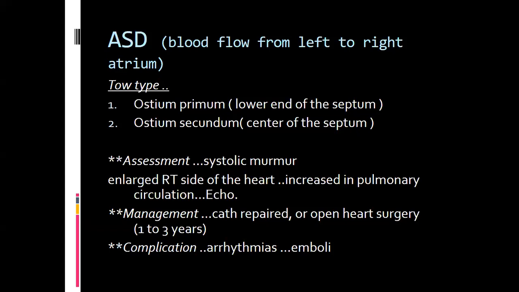So now the assessment of these cases: they can show a systolic murmur, and the systolic murmur is easily heard. They also show an enlarged right side of the heart. This is also a diagnostic point in atrial septal defect. The right side of the heart becomes enlarged and can become hypertrophied. There can also be an increase in the pulmonary pressure.